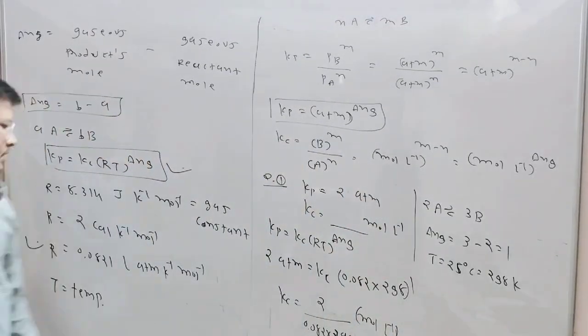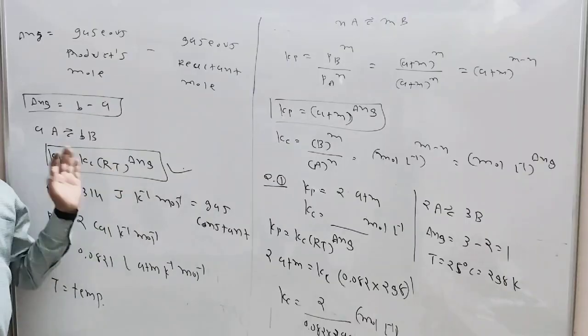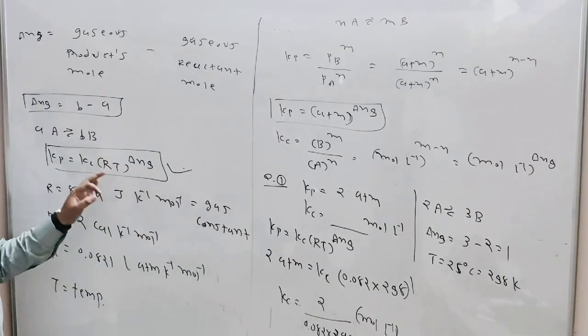But this is all done. You just have to remember this relation: Kp is equal to Kc (RT) raised to delta Ng.